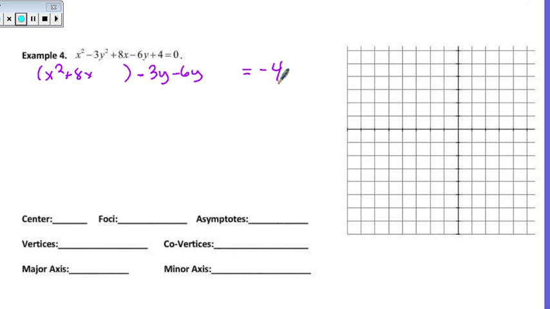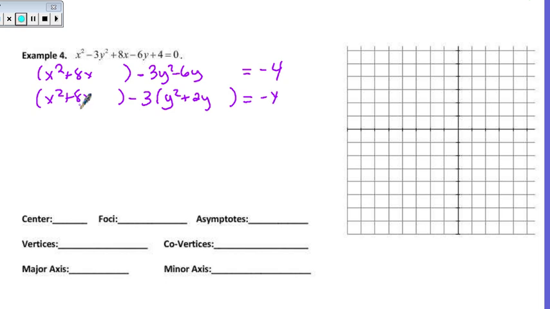I'm going to factor out a -3 here. That'll help us to get the negative into the hyperbola formula. So it's going to leave me with y squared plus 2y. And now I'm going to go ahead and complete this square.